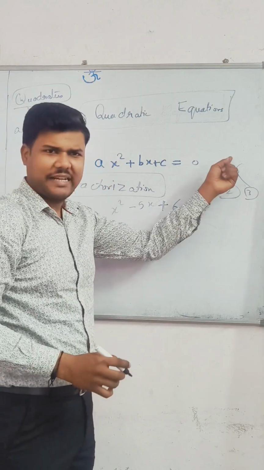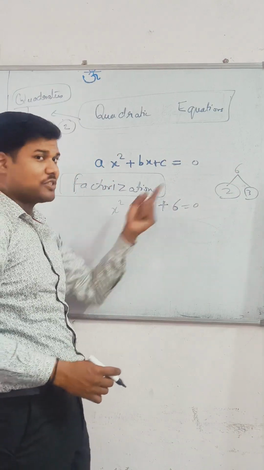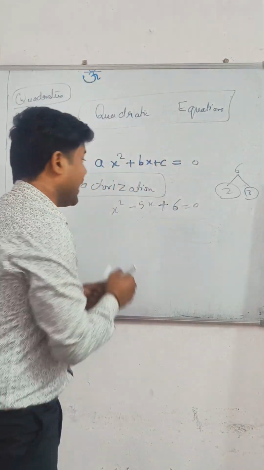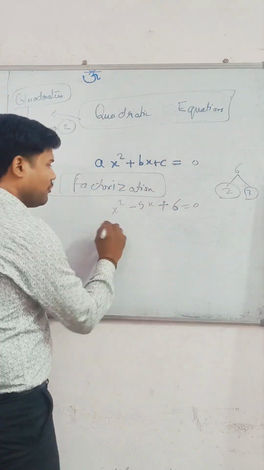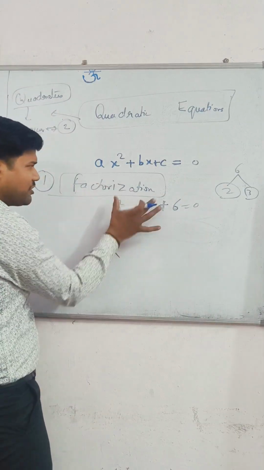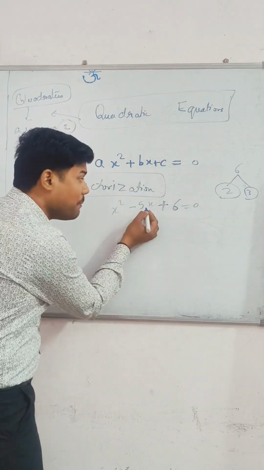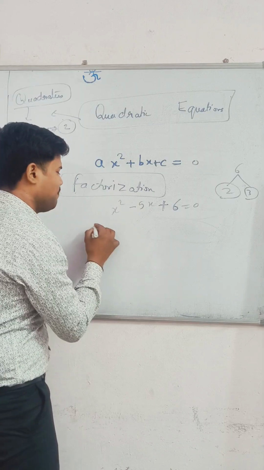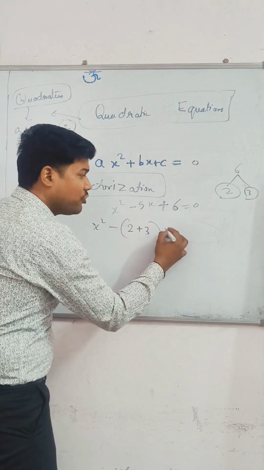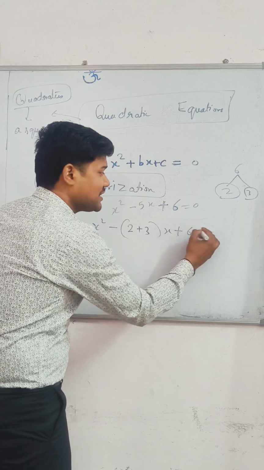Because by multiplying them you will get 6, and by subtracting them you will get 1, but by adding them you can easily get 5. So how will I split? That is also called the middle term splitting method. This is the middle term that you will split into two parts: x square minus, in the bracket you will write 2 plus 3, and x, plus the 6 is equal to 0.